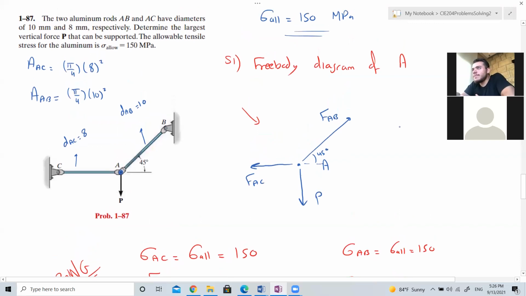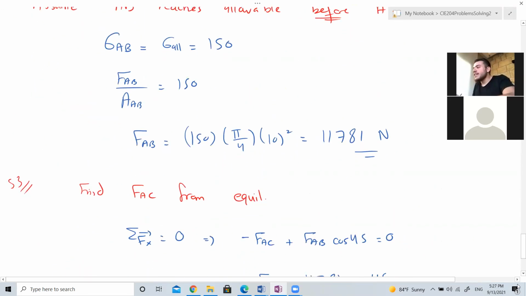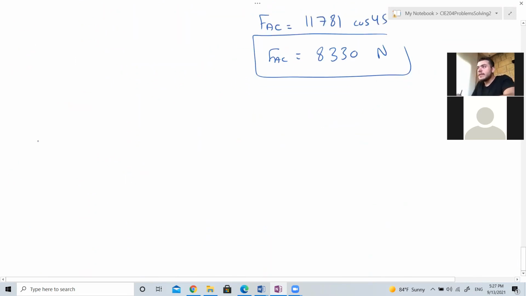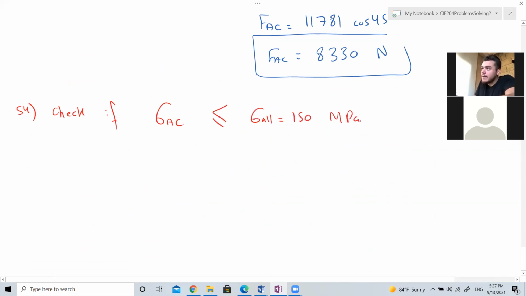Design equation. What you're gonna do is, in step number 4, we're gonna check if sigma AC is less than or equal to sigma allowable which is 150 megapascal.